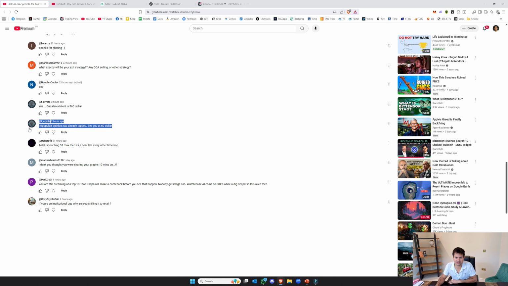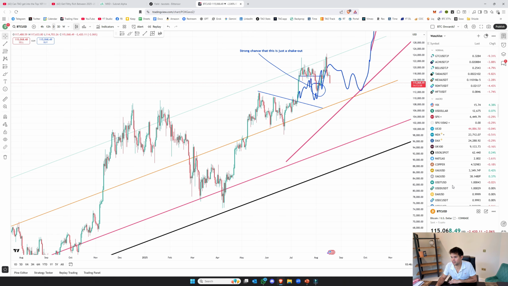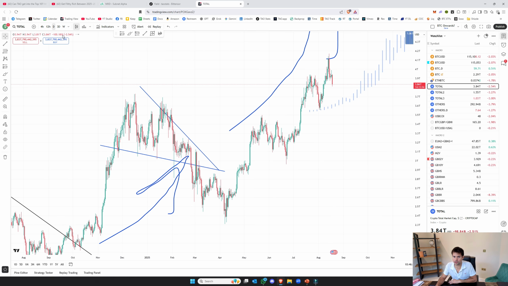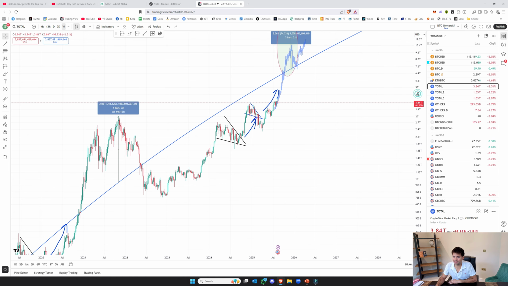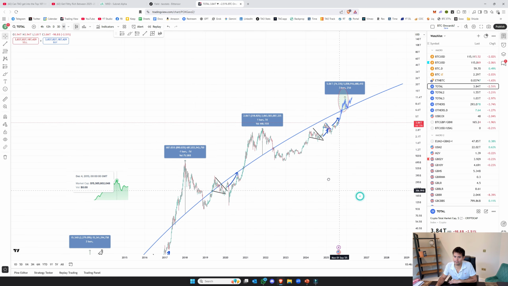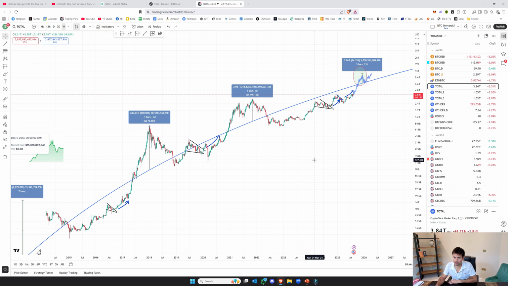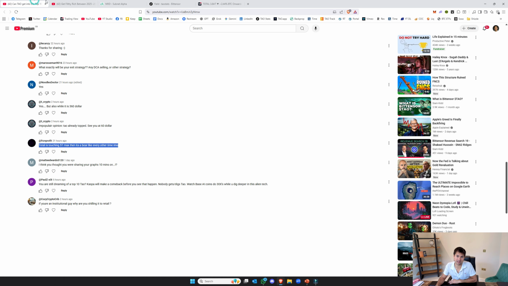TAO already topped. That's your opinion, okay? Totals touching 5 trillion, and then it's a bear market. Again, I find that incredibly hard to believe. When we're looking at the total crypto market cap chart, like 5 trillion is here. I find that really hard to believe. But again, everyone's entitled to their own opinion. I think even 6.8 trillion is a bad outcome. 5 trillion is just, I can't see that happening, personally.